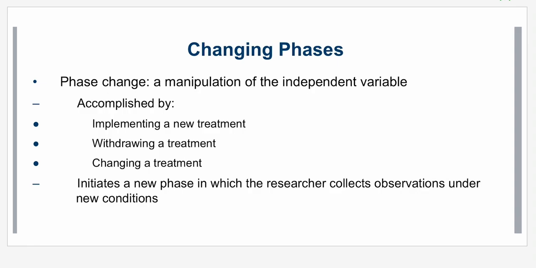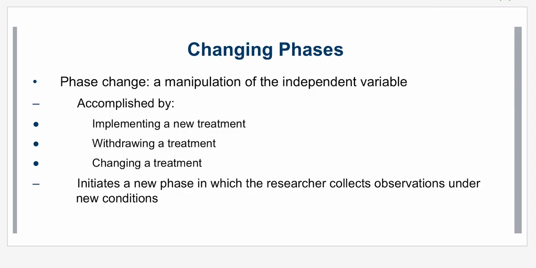So changing the phase means that we are introducing a treatment, implementing the treatment, or removing the treatment and going back to baseline, or changing the treatment a little bit. We're either adding two treatments together, or tweaking this treatment a little bit, so it's that B sub 1 that we talked about, whatever the case may be. But either way, something is changing, and that's initiating a new phase, a new letter, right?